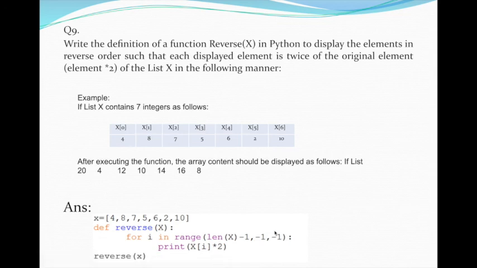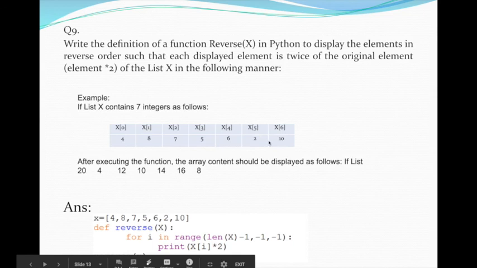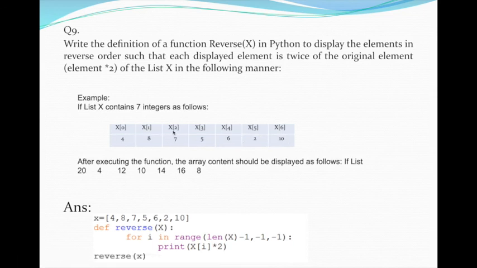Use the step value as -1. So from where we have to start? How many elements are there? Here 7 elements. So first you have to find the length of the list.